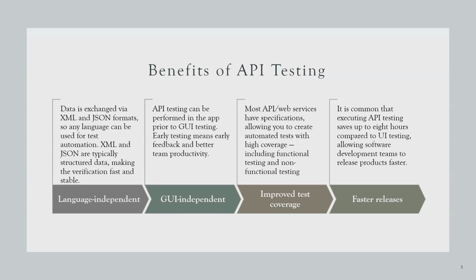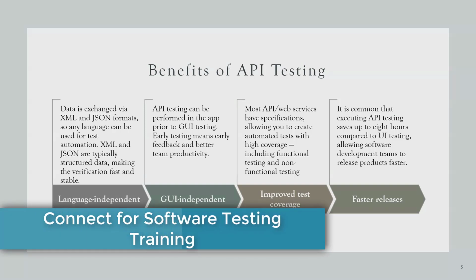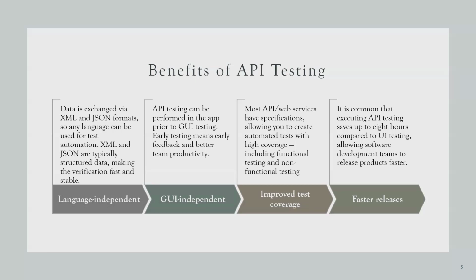Next is GUI independent. API testing can be performed on the app prior to GUI testing. Early testing means early feedback and better team productivity. If we find any defect in the later stages, fixing that defect generally costs 10 times as much compared to the early phases. So that's why API testing is performed in early phases before GUI testing, and this is a very important part. If we miss something in terms of transactions or transformations, generally this will take lots of time to fix.